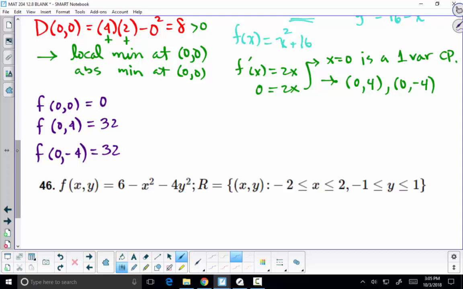So this tells us that we have absolute min of 0, and these are both the absolute max. So absolute max of 32. So 32 is the absolute max, and 0 is the absolute min.